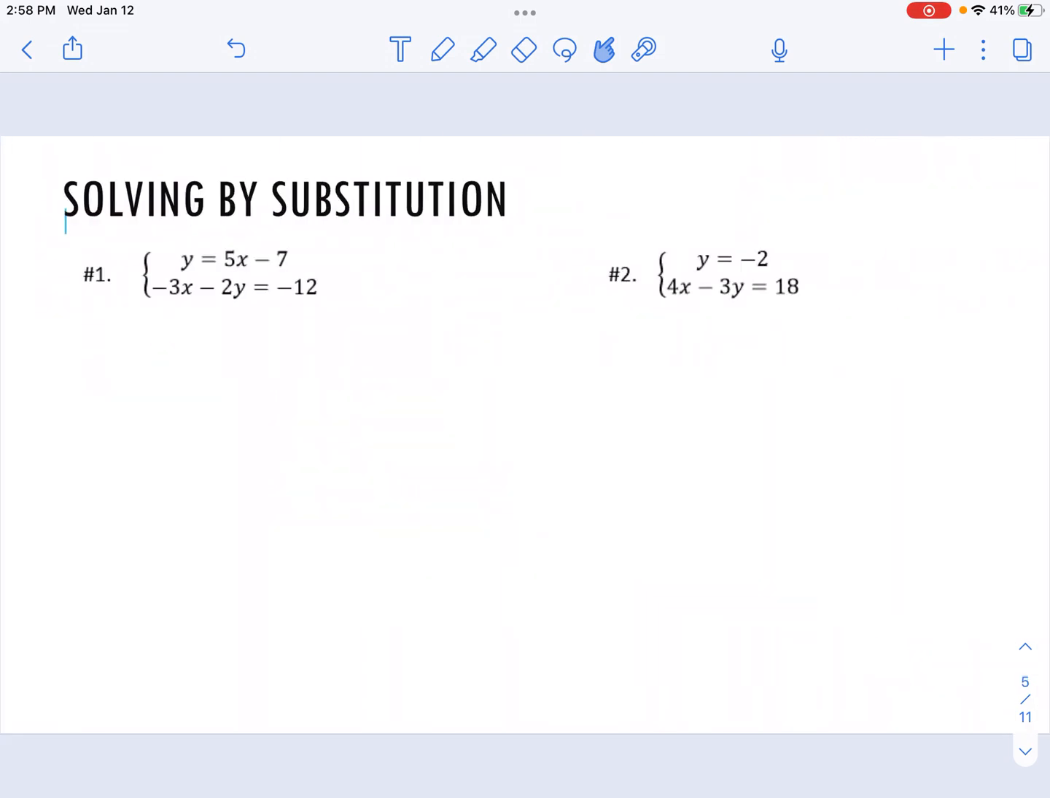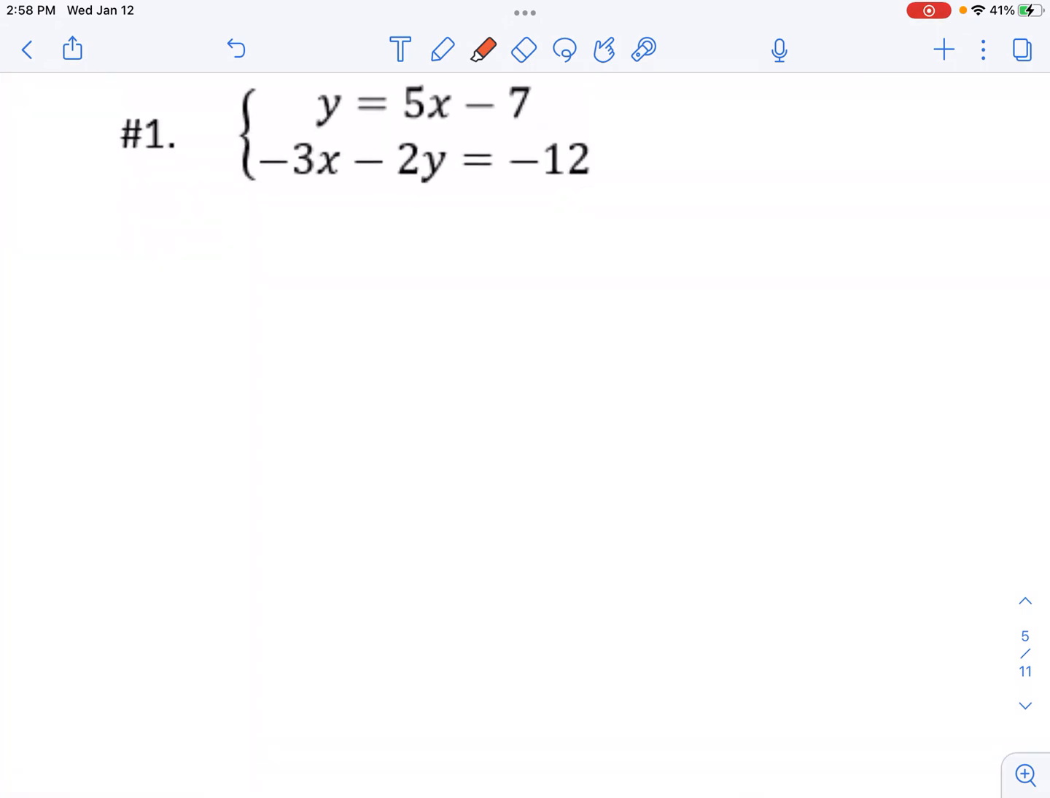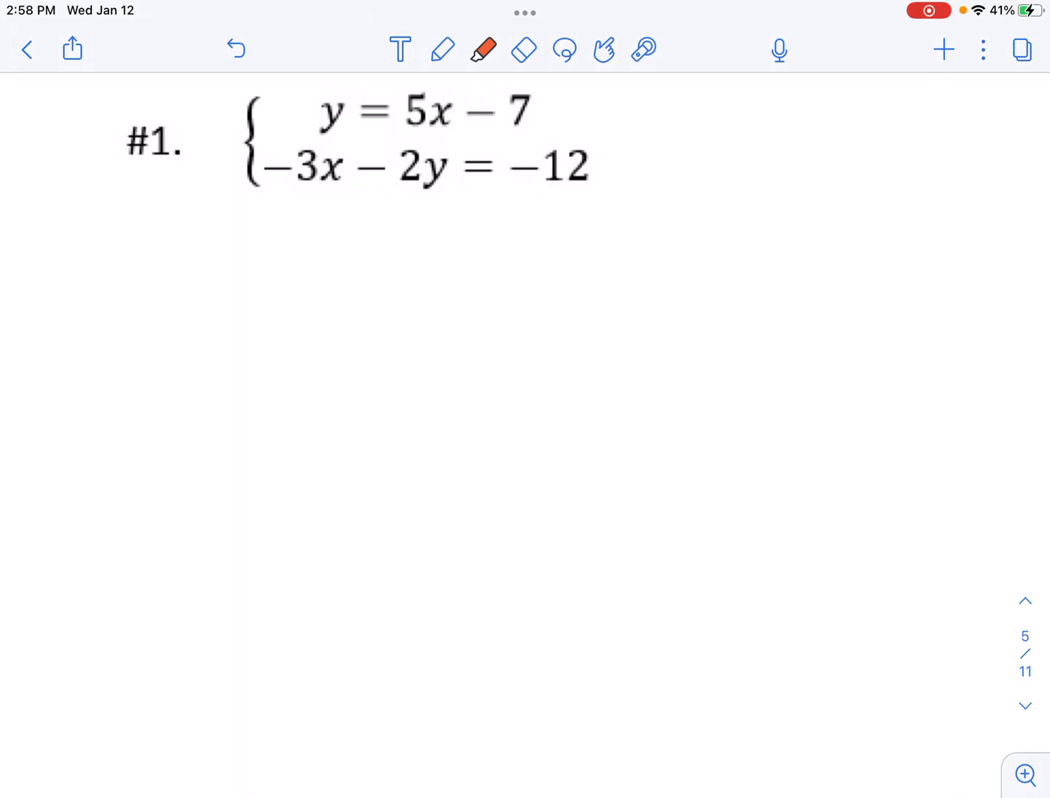Now, solving by substitution is a nice method, especially if you have one of your equations where a variable is already isolated. So I'm going to zoom in on number 1. Go ahead and take a moment to write this down on your piece of scrap paper. And as you do, I want you to think about which equation has a variable that's already isolated. Excellent. We should see that y equals 5x minus 7 has your y already isolated.